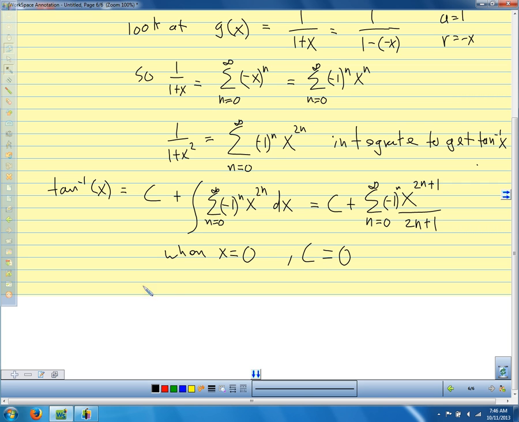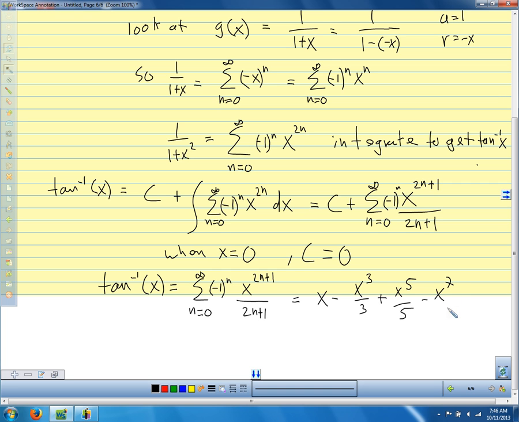So we have the inverse tangent equals the sum n equals 0 to infinity of minus 1 to the n, I won't forget it this time, x to the 2n plus 1 over 2n plus 1. And if I write out a few terms, x minus x to the third over 3 plus x to the fifth over 5 minus x to the seventh over 7 plus dot dot dot.